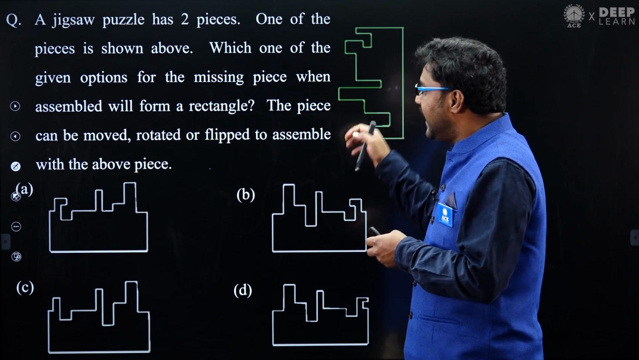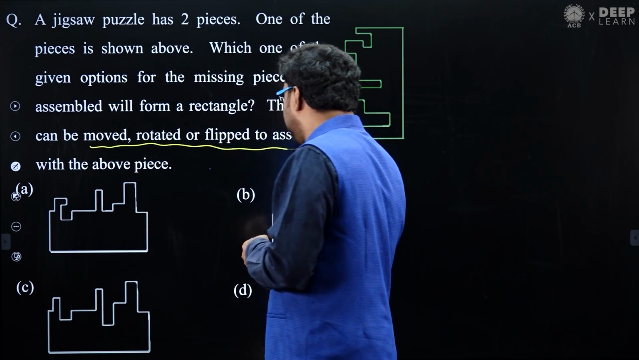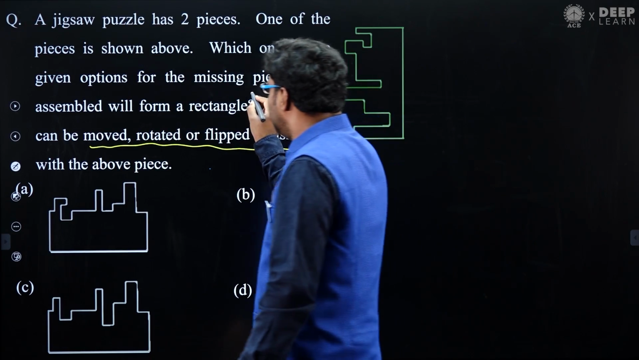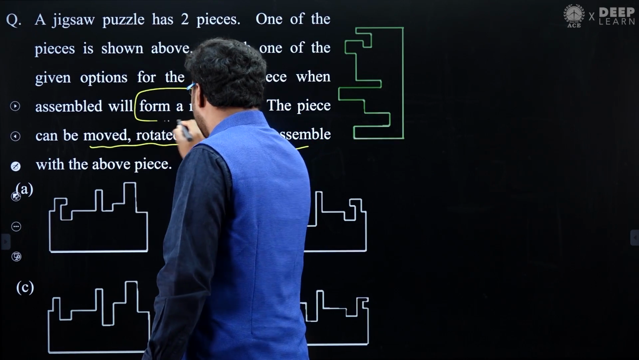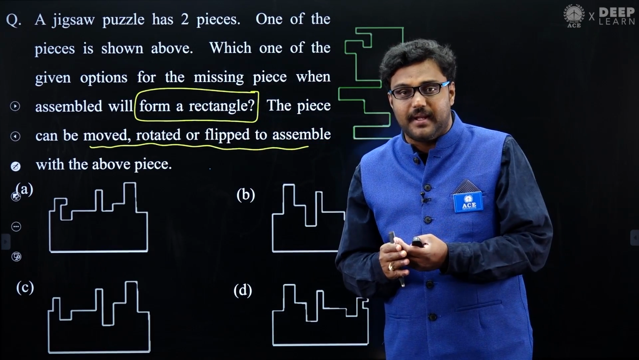You can rotate this diagram. You can move, rotate or flip it to assemble these two pieces. Finally, your goal is to form a rectangle. You want to form a rectangle, my dear friends. The final shape you want to form is a rectangle.